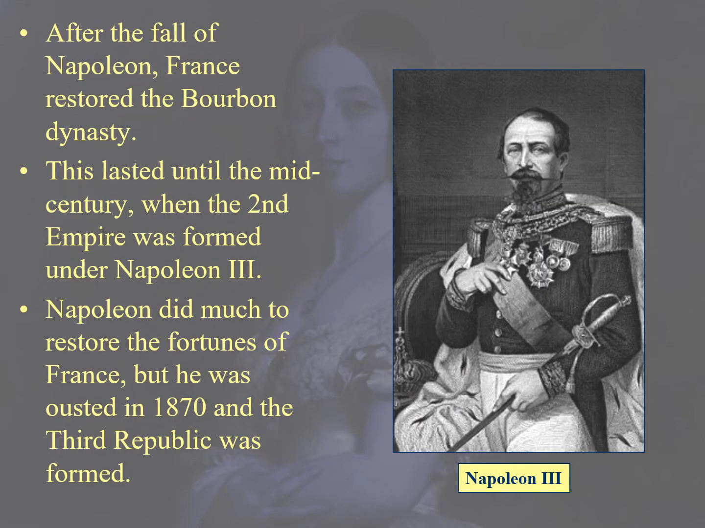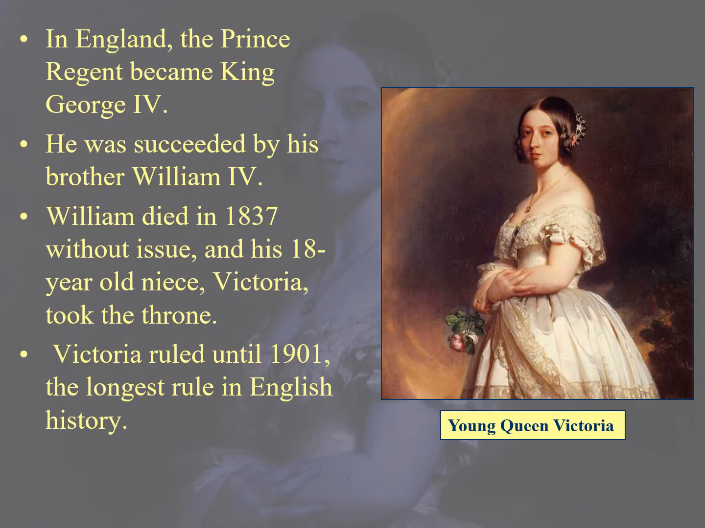So a little bit after the fall of Napoleon, France restored the Bourbon dynasty, which lasted until the mid-century. Then we said enough of those kings, and they formed a second empire under Napoleon III. He did a lot to restore the fortunes and the prestige of France, but he was pretty autocratic. He was ousted in 1870, and the Third Republic was formed.